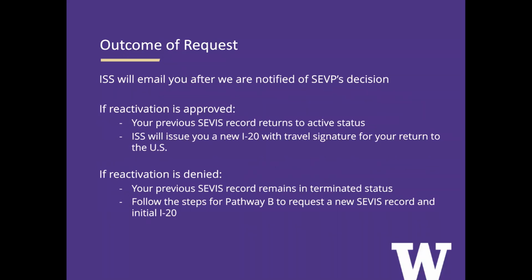ISS will email you after we are notified of SEVP's decision. If your request is approved, your previous SEVIS record returns to active status, and ISS will issue you a new I-20 with an updated travel signature. You should use this new I-20 to return to the U.S. If your reactivation request is denied, your previous SEVIS record will remain in terminated status. You will have to follow the steps for Pathway B to request a new SEVIS record and initial I-20.